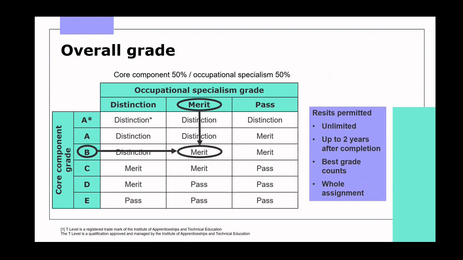Now, students can resit the occupational specialism assignments too, and it is the best grade that counts. Now, while there isn't a limit on the number of resits students can take, there is a time limit. They have up to 2 years after completing the T Level for resits, which would mean a maximum of 2 further attempts available. And the resit would be the entire assignment, so all tasks as well. So it's not possible just to do individual tasks due to the linear nature of the assessment and the interconnectivity of the tasks and the scenario.